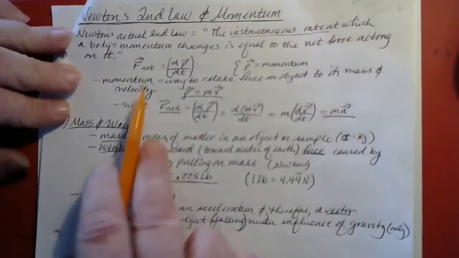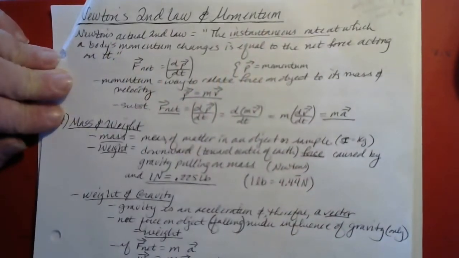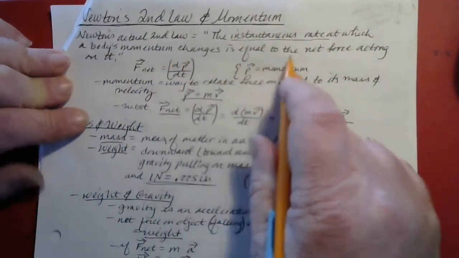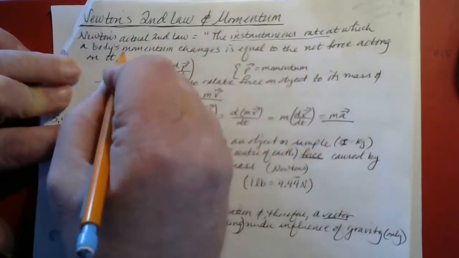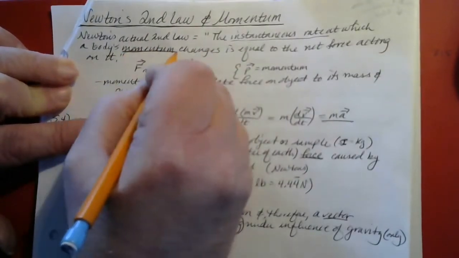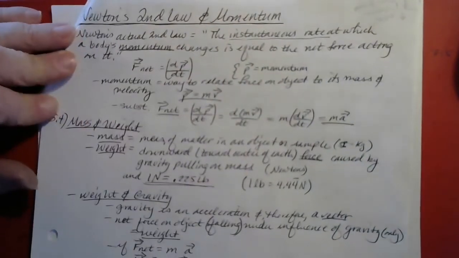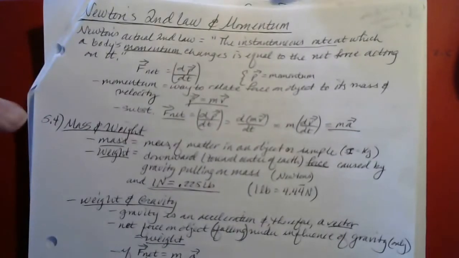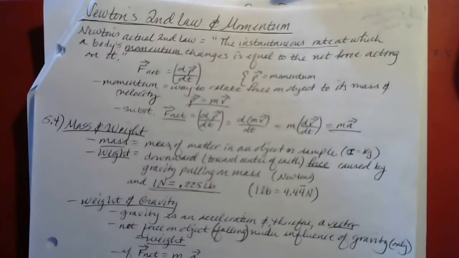Newton's law and the idea of momentum. Newton's actual second law says the instantaneous rate at which a body's momentum changes is equal to the net force acting on it. So Newton's actual statement of the second law mentions momentum rather than motion, like we've been looking at it so far.